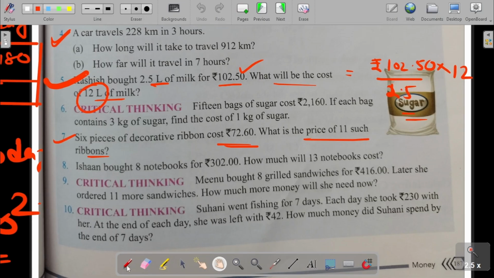This one can also be solved the same way. Someone booked 8 grilled sandwiches for 416. Later she ordered 11 more sandwiches. Firstly we find the price of one grilled sandwich: 416 divided by 8. Next we find the price of 11 sandwiches. Then how much more money will she need now? This way we can solve all questions of this type.